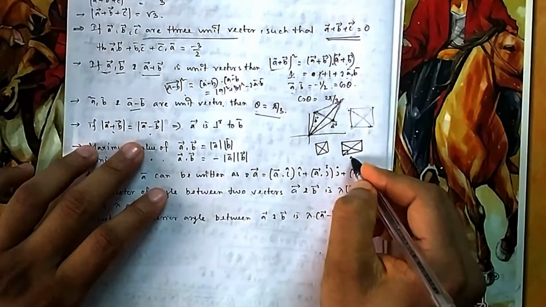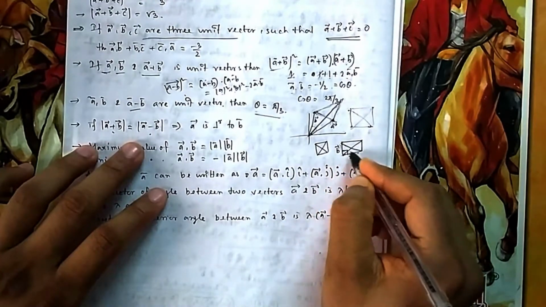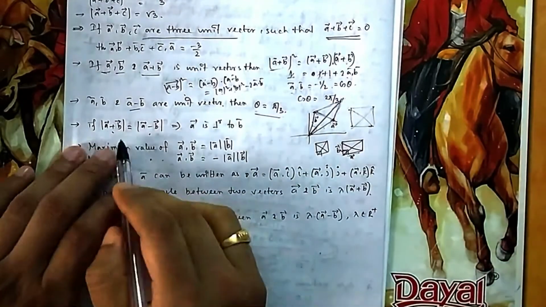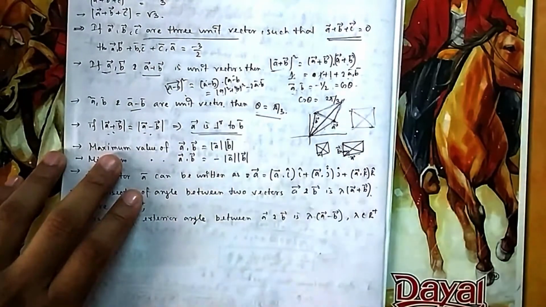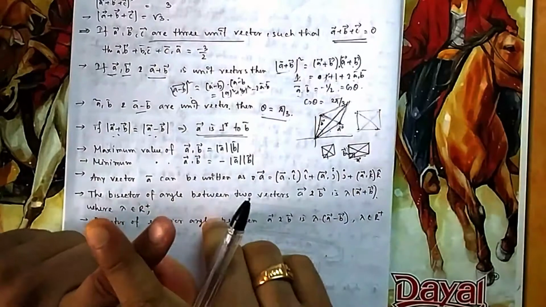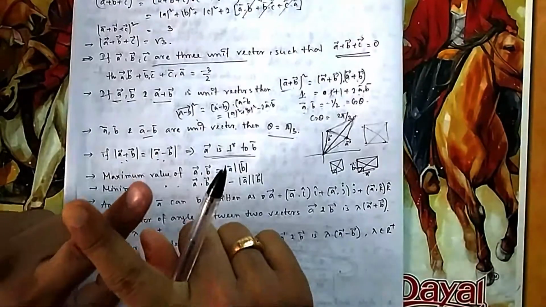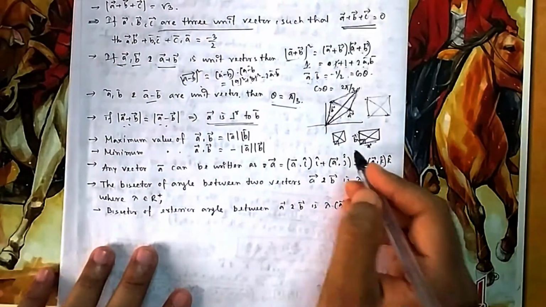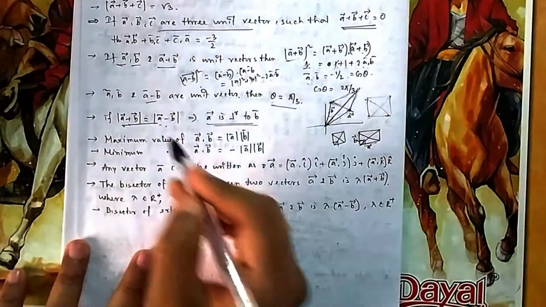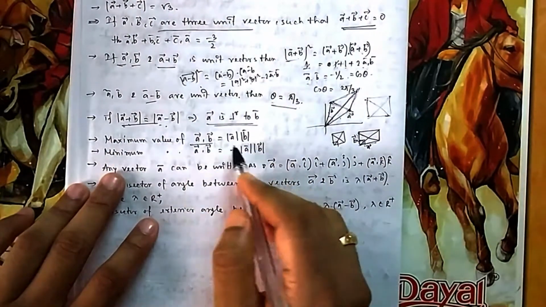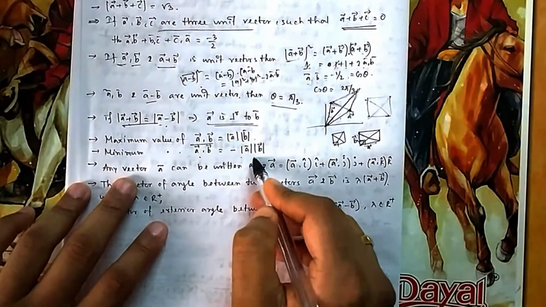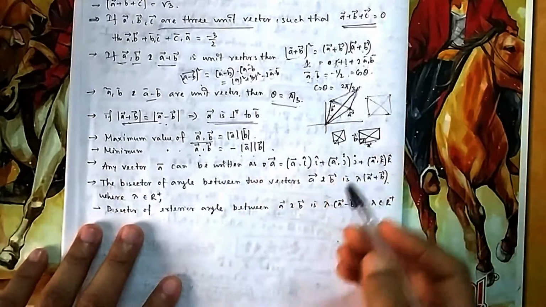So in both these cases, the angle between A and B, these two adjacent sides, is 90 degrees. So if this happens, that means A is perpendicular to B. Because both these diagonals are equal, that means they are the adjacent sides of either a square or a rectangle. So they should be perpendicular to each other. So, important conclusion. What is the maximum of A dot B? It is AB, because cos theta can go maximum 1. What is the minimum? Minus AB, because cos theta can go minus 1 also.